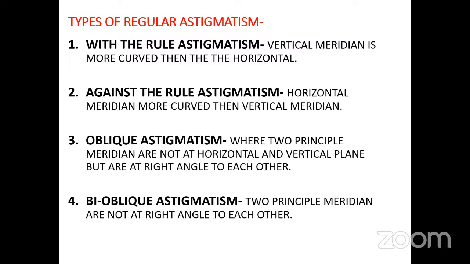Okay, sir. For example, if the auto K given in our papers is say 43 and 44 and the axis given is 180, that means the 43, which is the flatter K, is at 180. Got it? Yes, sir. And if 43, 44 is written and then 90 is written, that means the flat axis is at 90.